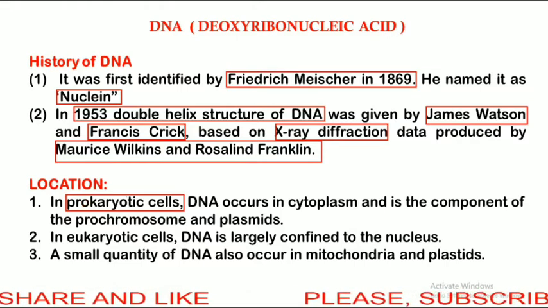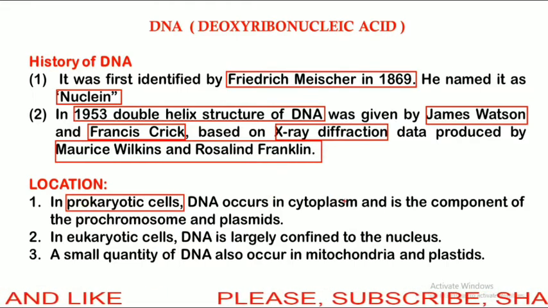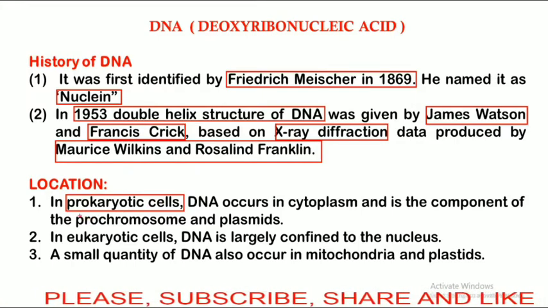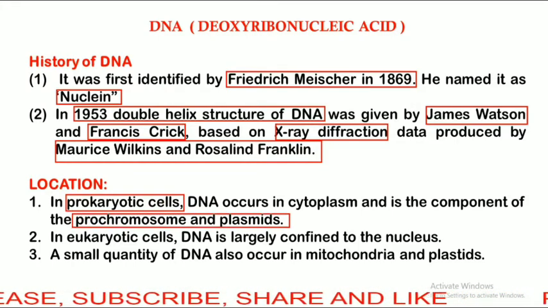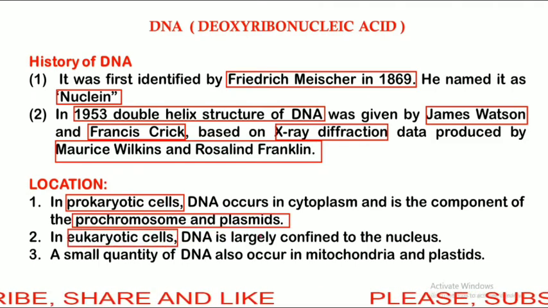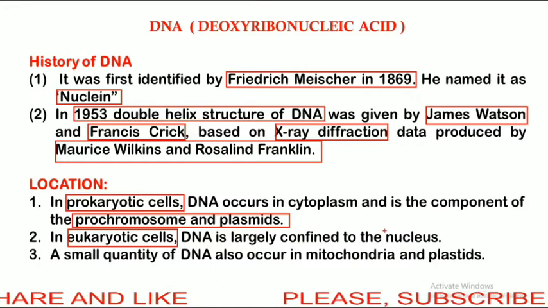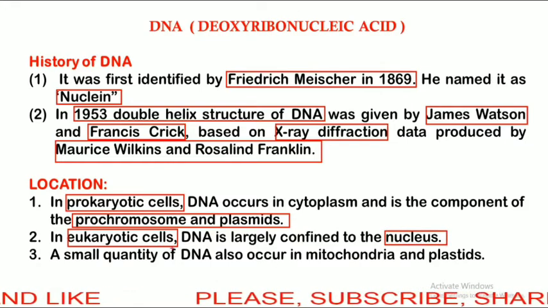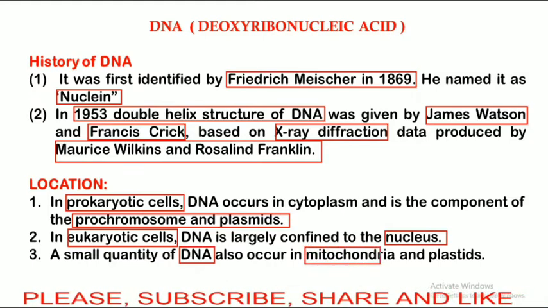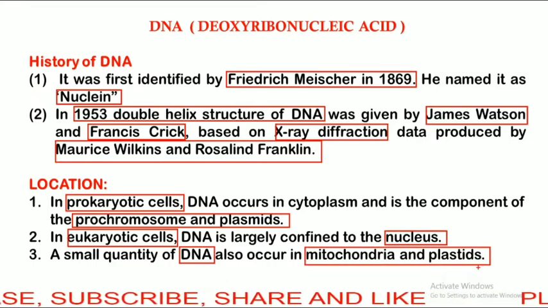Location: in prokaryotic cell, DNA occurs in cytoplasm and is the component of the prochromosome and plasmids. In eukaryotic cells, DNA is largely confined to the nucleus. A small quantity of DNA also occurs in mitochondria and plastids.